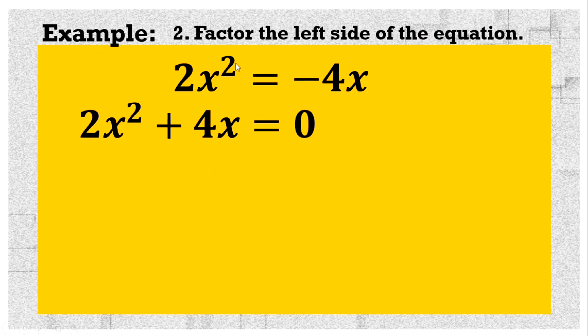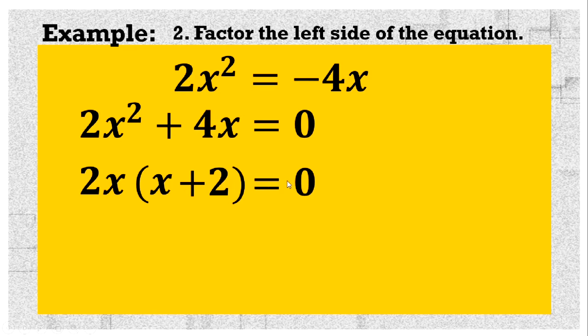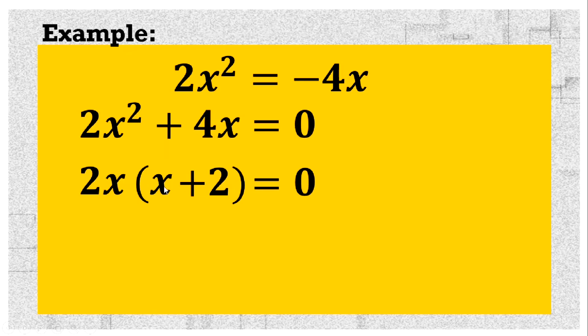Next, factor the left side of the equation. So we will be finding the factors of 2x squared plus 4x. And 2x squared and 4x have a common monomial factor which is 2x, right? So, divide natin. 2x squared divided by 2x is x, and 4x divided by 2x, we have positive 2. So, meaning these are the two factors of our equation, 2x and quantity x plus 2.